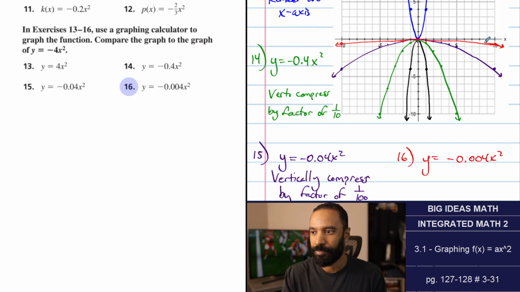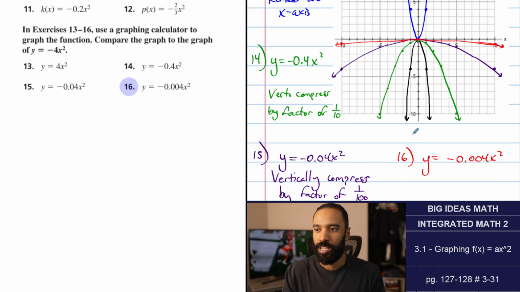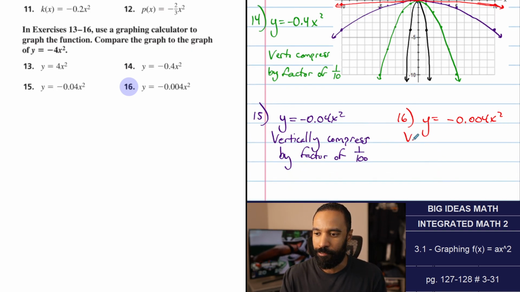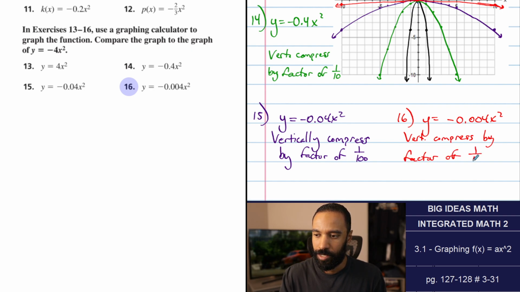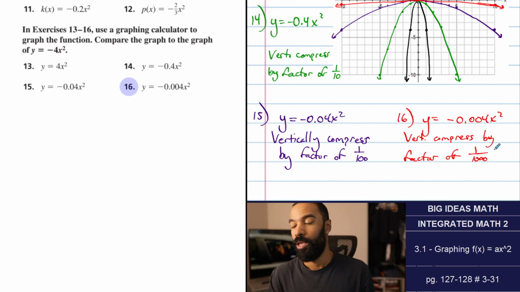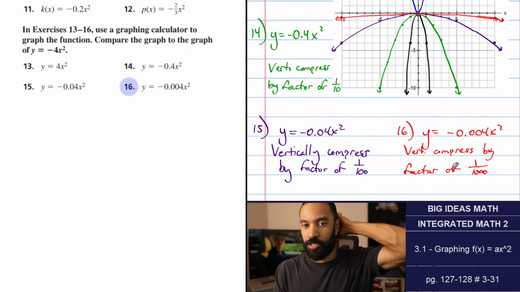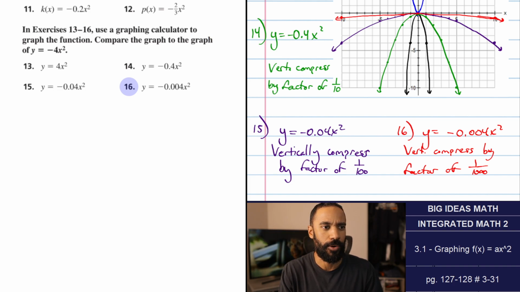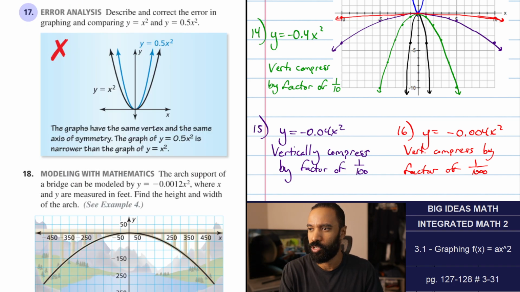So I can kind of graph it. It's like that. But the description, compared to the original black, that's 1,000 times smaller on Y. Vertically compress by factor of 1 over 1,000. And that's what's going on there. That's how 0.004 compares to 4, or negative 0.004 compares to negative 0.4. Okay, so that's up to number 16. We're only halfway through, so I hope that these kind of speed up a little more over time.